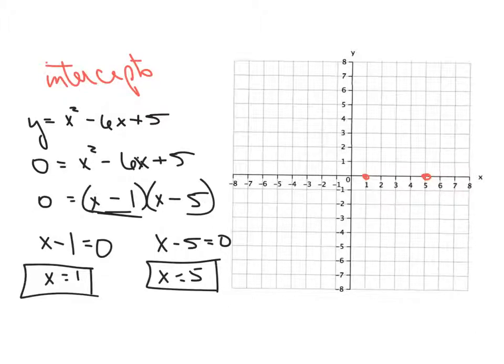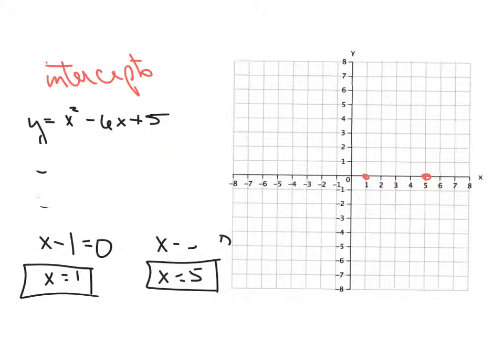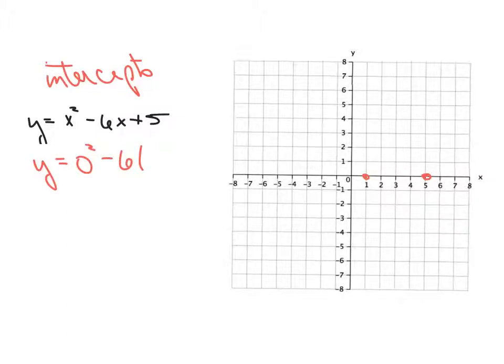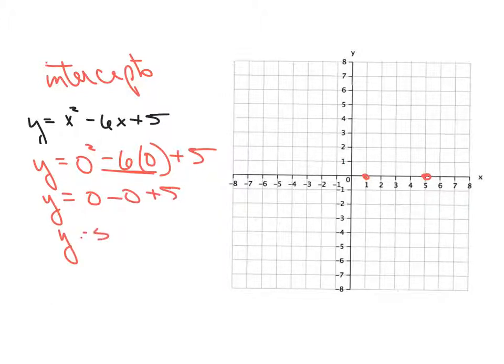Okay? Now let's say we want to find out where the parabola crosses the y-axis. So we're going to erase all this work where we found out where it crosses the x-axis. And what we're going to do now is put a 0 in for x instead of y. This is the one that's a bit easier to solve. So y equals 0 minus 0 plus 5. So it crosses the y-axis at 5. That gives us a little bit of an idea of what the graph looks like.